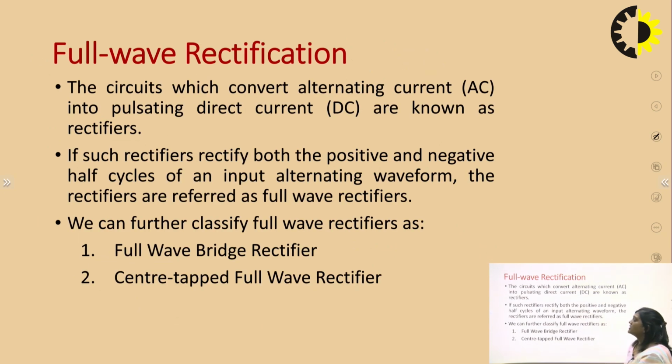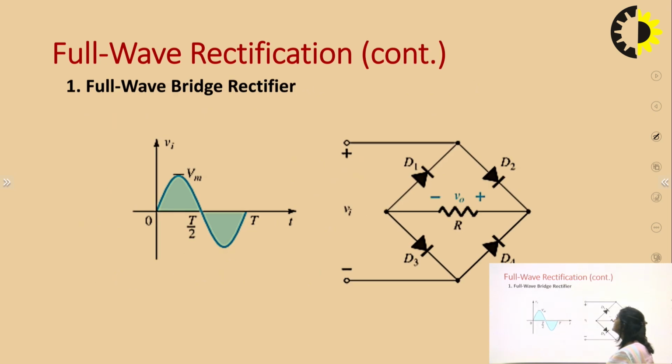Now the full wave rectifier will convert both cycles of the input signal into pulsating DC. There are two types of full wave rectifier, the bridge rectifier and the center tap rectifier. So this is the bridge rectifier, in which we are using 4 diodes. We can see that in the positive half cycle only D2 and D3 will be forward biased, and in the negative half cycle D1 and D4 will be forward biased.